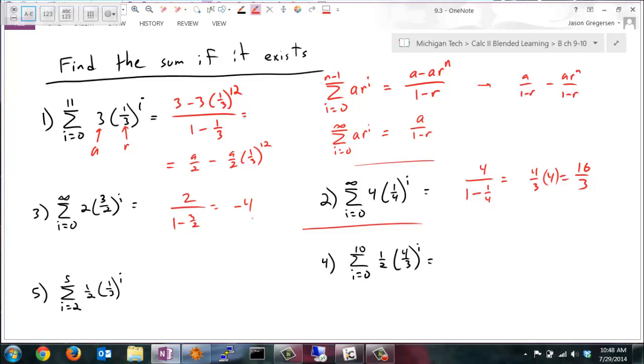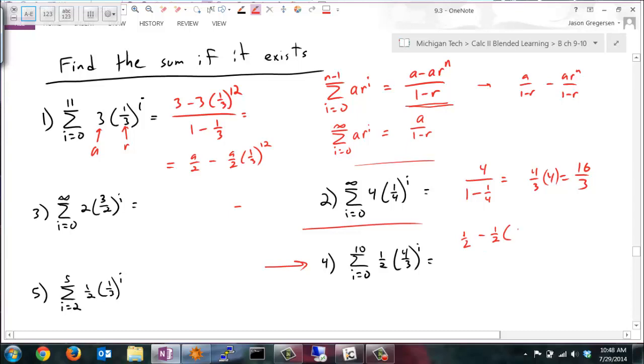Okay? Yep. What if it wasn't infinite, where the absolute value of r is greater than 1? Excellent question. Let's look at this one. i equals 0 to 10 of 1/2 times 4/3 to the i. Can't do it with the infinite formula, right? 4/3 is bigger than 1. But there's just 11 things here. I can certainly add them up. So it certainly will have some sum. So now we'll use our other formula. This is finite, so I'm going to use this formula. I have 1/2 minus 1/2 times 4/3 to the n. What's n here?